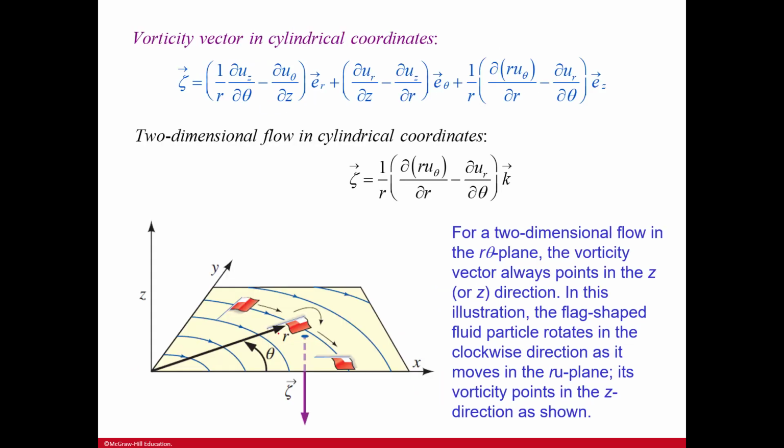And then here, the vorticity vector in cylindrical coordinates, and then two-dimensional flow in the same coordinates. For two-dimensional flow in an r-theta plane, the vorticity vector always points in the z direction. In this illustration, the flag-shaped fluid particle rotates in a clockwise direction as it moves in the r-theta plane. Its vorticity points in the z direction, as shown, so you can see here.